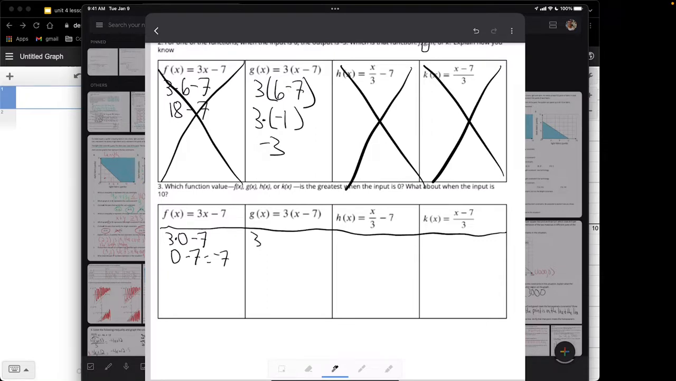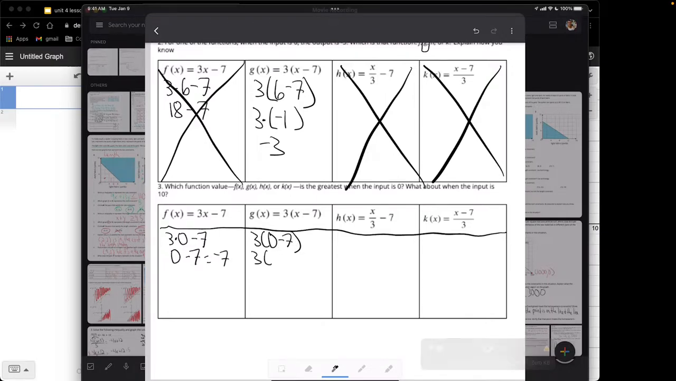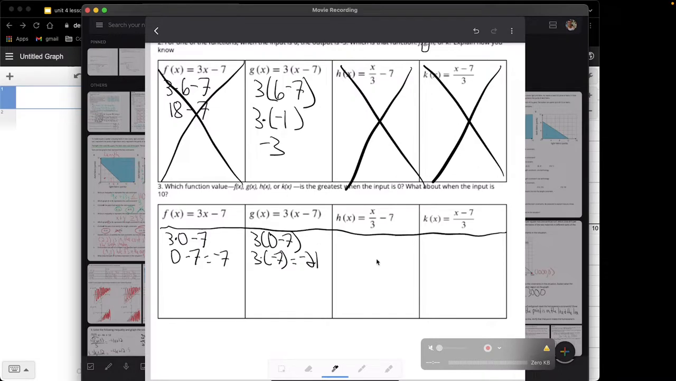So this is going to be 3 parentheses 0 minus 7. All right, again, we're inputting 0. So 0 minus 7 is negative 7, and 3 times negative 7 is negative 21. All right, so that's g.